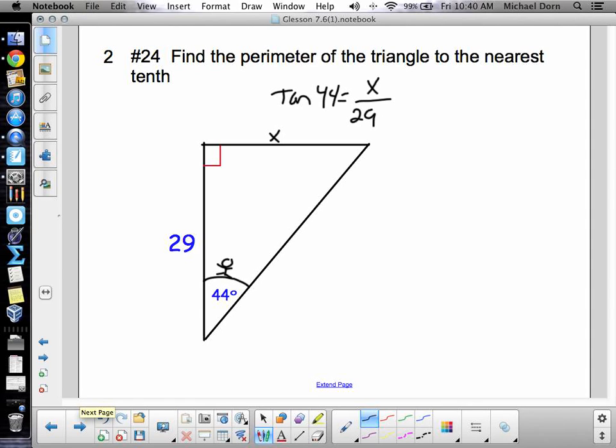How am I going to solve that equation? Multiply both sides by 29. Now remember, very important, it's not tangent of 44 times 29. It's 29 times tangent of 44. If you put that in your calculator, what do you get for x? Everybody do this to make sure you know how to use your calculator here. Get your calculator out. You should get about 28.0049747.